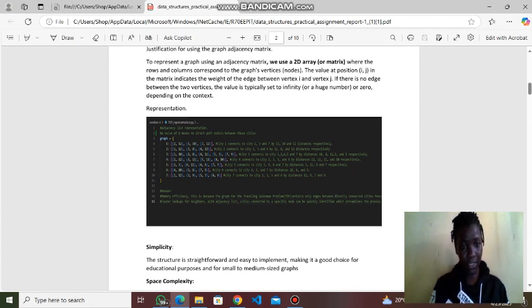We do the same thing for other cities. Let me take another example, city 6. City 6 connects to city 4, 5 and 7, and these are the respective distances: 10, 6 and 9.